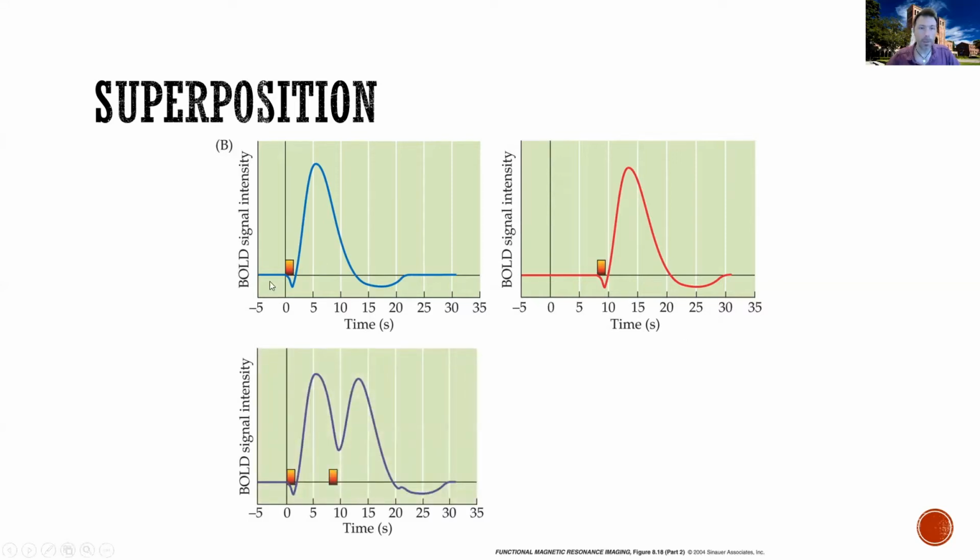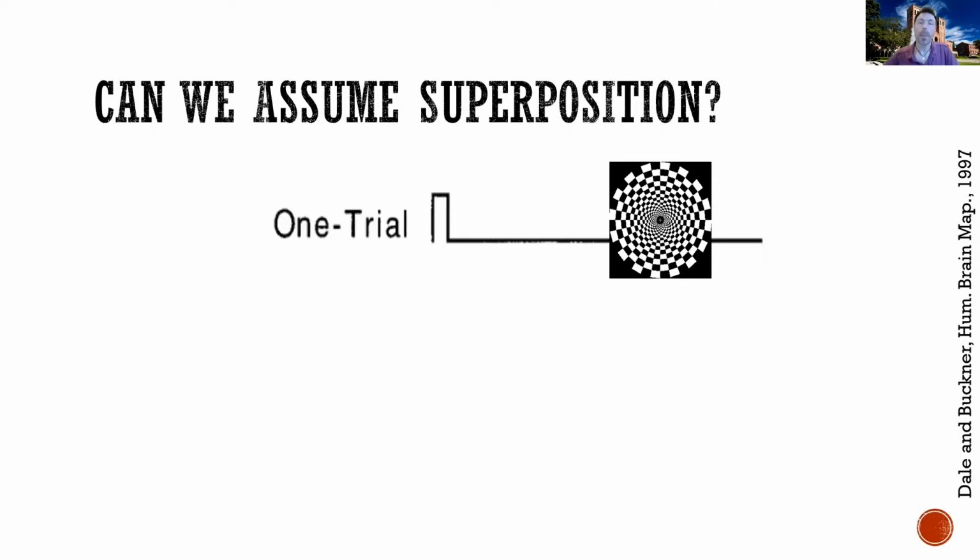Right. So in other words, if you know the response to a single trial, you can just add them up and get this sort of overlapping trial. Now, is this true of bulk data? Well, Dale and Buckner actually looked into this some years ago now, and they used a very clever experimental design, and it went as follows.